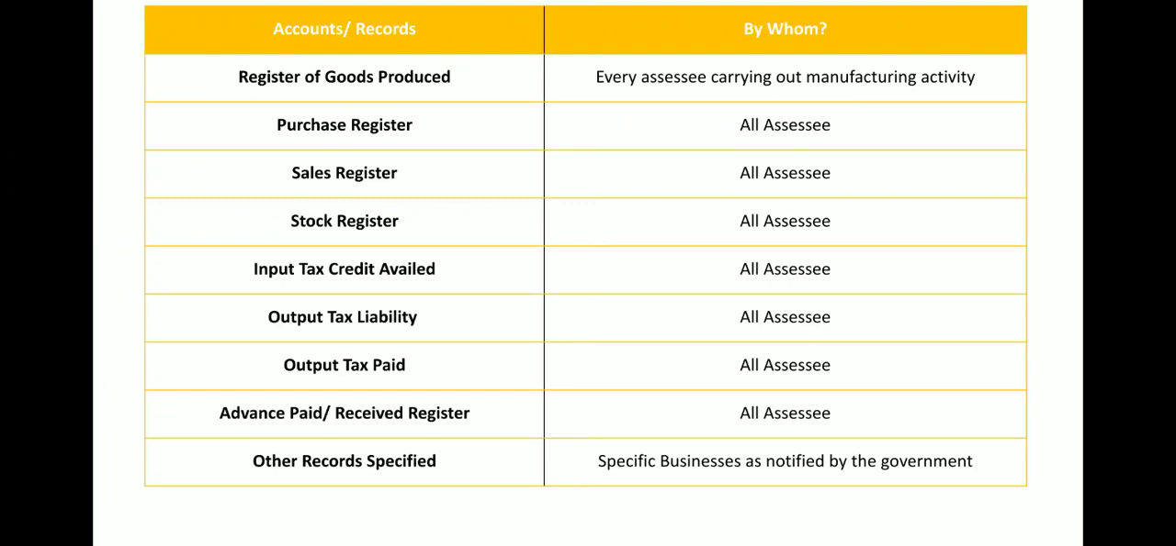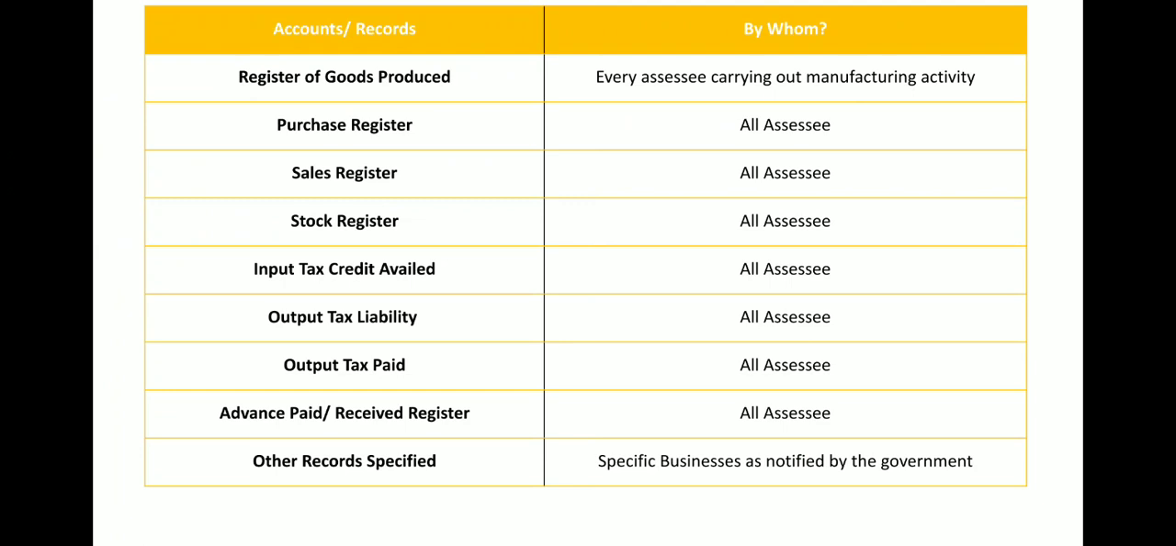Next, output tax liability. In this also the register should maintain the details of GST liability. The term itself explains it. Liability means the obligation: what sort of GST is to be paid, what GST liability is outstanding to be adjusted against input tax credit or cash, that has to be maintained. And next, output tax paid. The output tax paid register has to be prepared by all the assessees, and it should contain information like GST paid for a particular tax period.